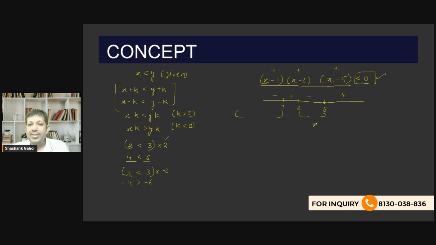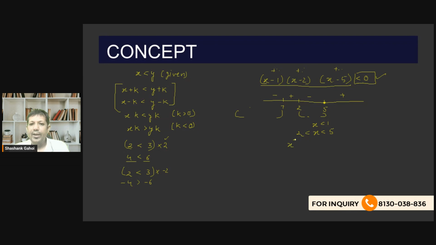So it means I can say x is less than 1 or x lies between 2 and 5. And that's how I'm going to get the answer of this question. So whenever you see an inequality, your job is to solve it like this. Okay, now let me take another example.